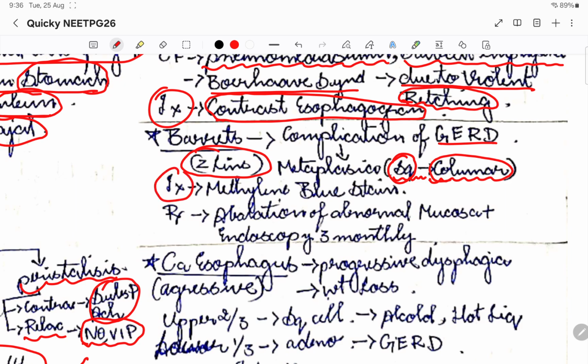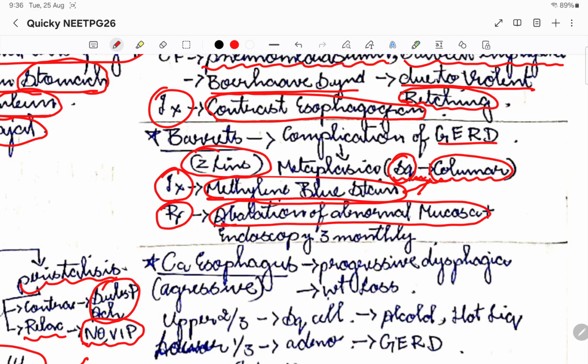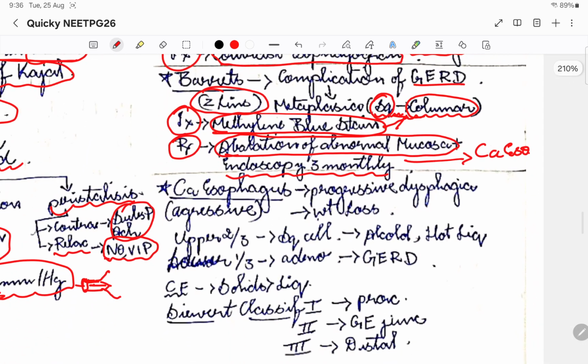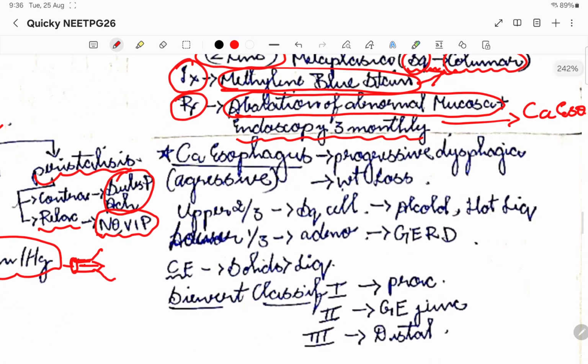Then the investigation will be methylene blue stain. By applying methylene blue stain, we can know what type of histological changes are happening. Okay, so methylene blue is used as a stain. Then coming to management, it is going to be the ablation of the abnormal mucosa. Okay, so basically we are ablating the abnormal mucosa that has been newly formed, and endoscopy every 3 months is done because there is an increased risk of carcinoma esophagus. Okay, so that is why we'll do endoscopy every 3 months. Okay, then coming to the specific, that is carcinoma esophagus.